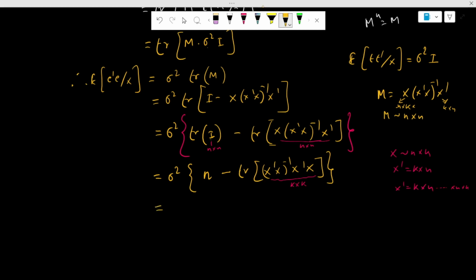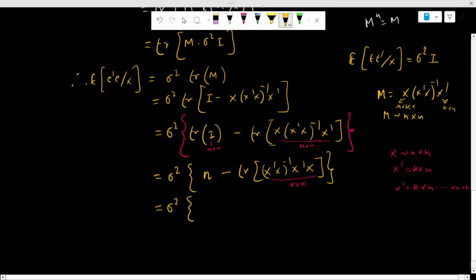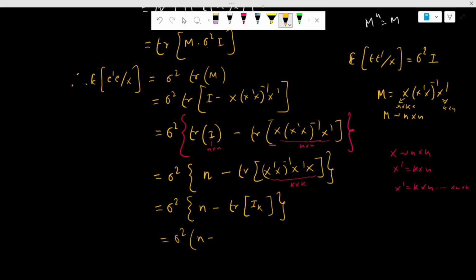So this is further equal to sigma square, and we have n minus x transpose x inverse and x transpose x, they are inverse to each other. That is why the product is the identity matrix of order k. This is equal to sigma square n minus, and the trace of the kth order identity matrix is equal to k.